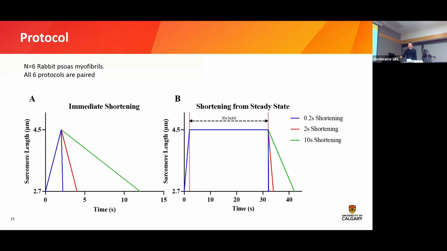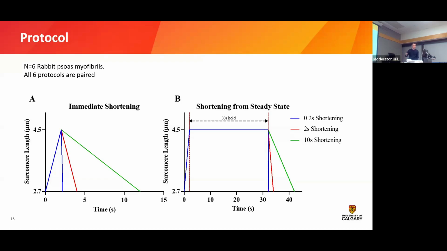So here's how I tested this. I took 6 myofibrils, and all of them are paired tests. And I did 2 kind of main protocols. So the first was an immediate shortening. And so we stretched from a length of 2.7 microns per sarcomere to 4.5 microns per sarcomere.